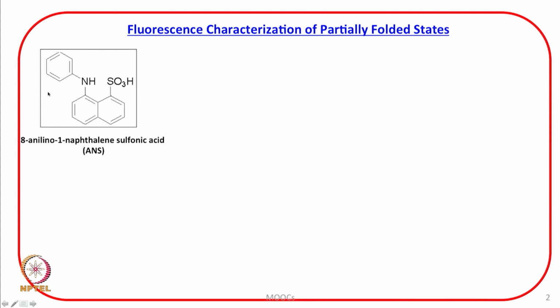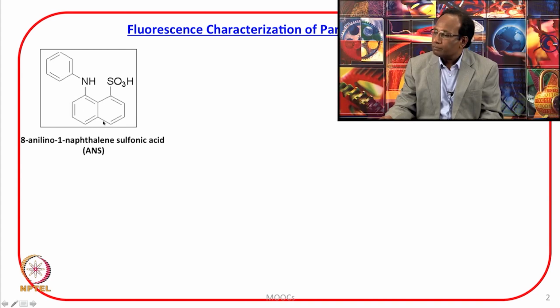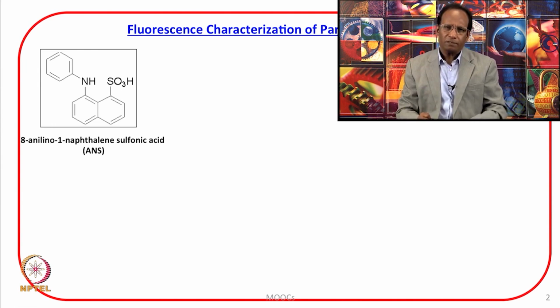If we look at the molecular structure of ANS, it has a good hydrophobic component and it also has a sulfonate group. So, therefore, this molecule can bind to hydrophobic clusters through hydrophobic interaction over here, and also it has ability to undergo ionic interaction. And therefore, this dye or this molecule has been extensively used in the characterization of the partially folded states.